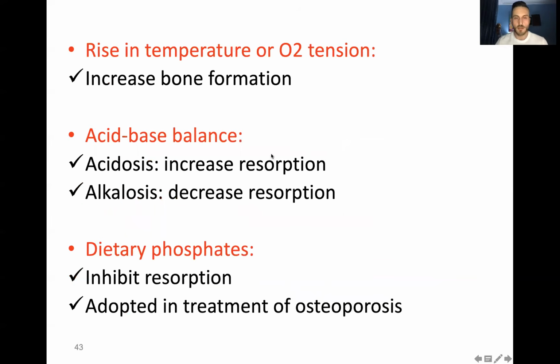If we go for other factors, a rise in temperature increases bone formation, acidosis increases resorption, and alkalosis decreases resorption, because more acidosis means more HCl. As cathepsin and HCl are secreted by the osteoclast, this increases the resorption. Dietary phosphate inhibits resorption, and it's adopted as a treatment for osteoporosis.